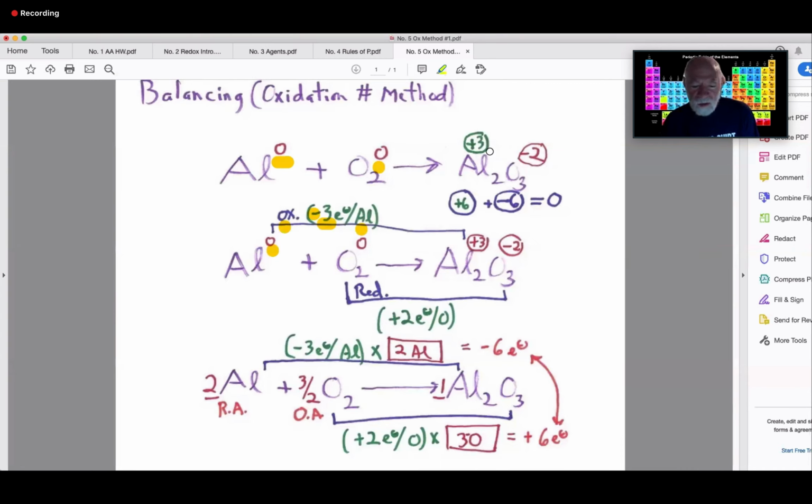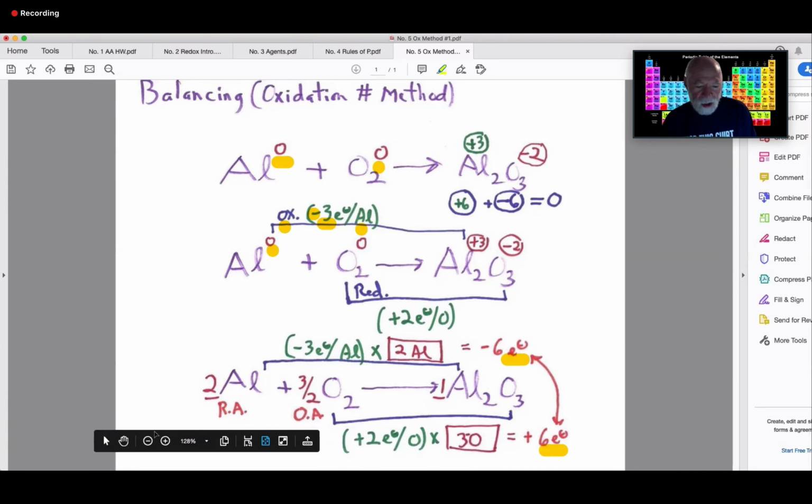We're trying to get the electron exchange equal. There has to be conservation of electrons. So electrons lost by aluminum must be equal to electrons gained by oxygen. Now, think in terms of units. I have electrons per aluminum times so many aluminums. So in terms of units, this will give us electrons lost. And over in the case of the oxygen, we have the units electrons per oxygen times oxygen, which will give us electrons that are gained.